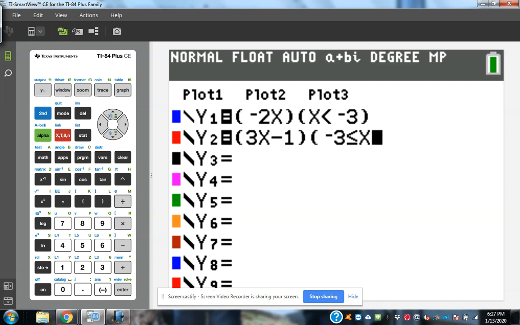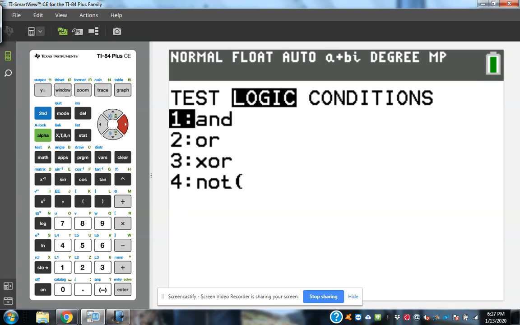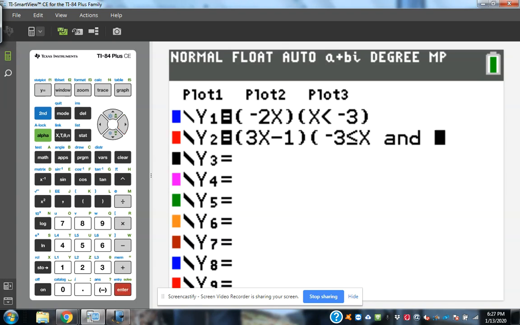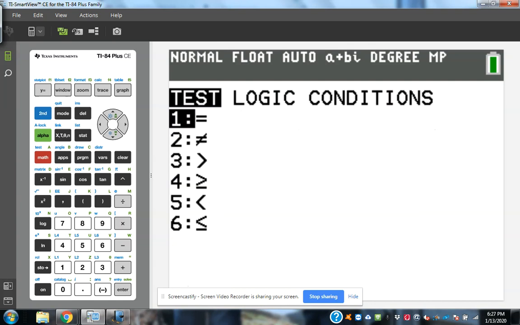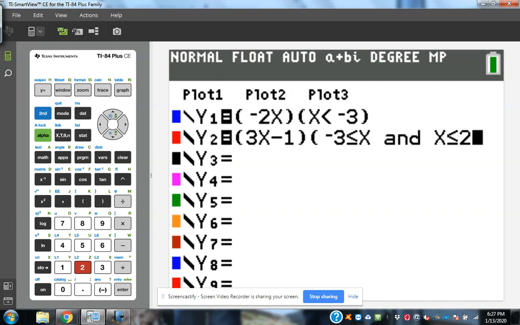and then I have to put the word "and". You can't just type it in. You got to go get it in the right spot. So here's how you get that. Second math, and then go to the right one, and there's the word "and", and then x, second math, less than or equal to 2.